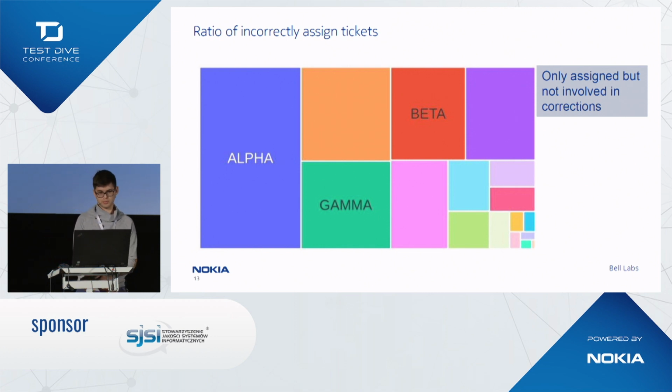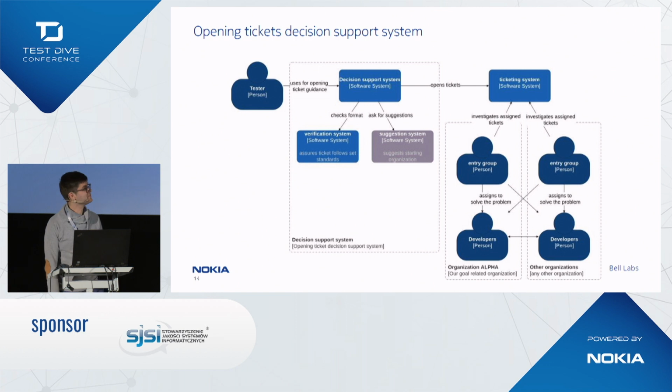They didn't introduce any of the corrections. And we can see here that the alpha organization is the first one, the biggest one with this problem. Mostly because the alpha organization is also responsible for the part of the product in which most of the symptoms are visible. So it's also not difficult to guess that such an organization will be chosen incorrectly, not most of the time, but often.